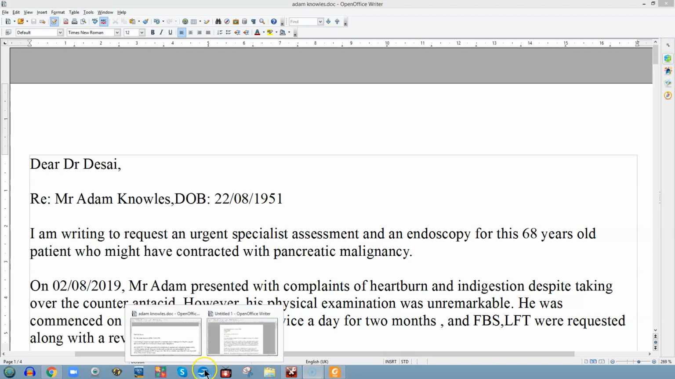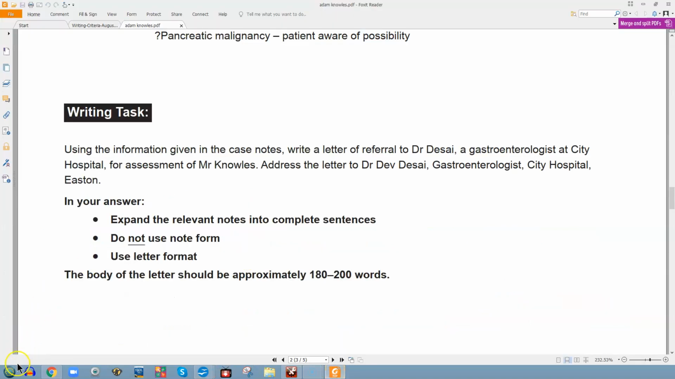So we've got Mr Adam Knowles. Just get it up here and let's have a look. If you saw video 1 and 2, you know how this works. There's a particular method, approach that we can use. First, identify audience and purpose. Go through the notes, decide what you will include, what you'll exclude, then transform them into grammatically complete sentences, and lay out the letter in a logical way, putting yourself in the shoes of the reader.